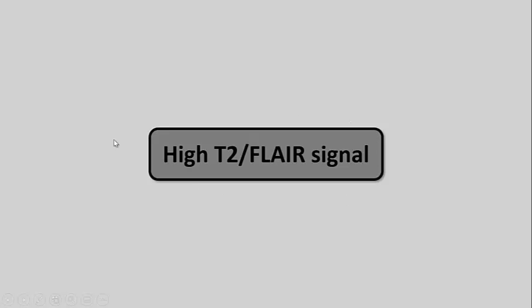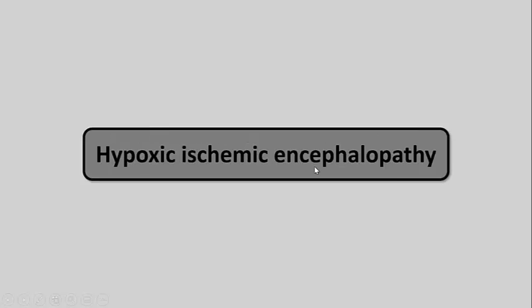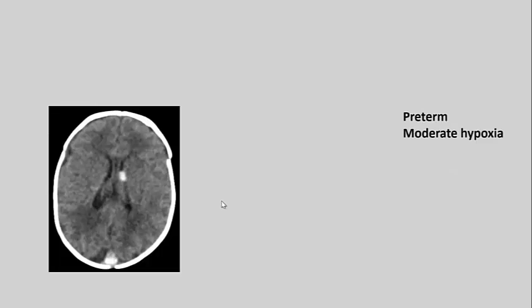Moving to the other group, which are high signal intensity in T2 and FLAIR disease, the first and the most important one is the hypoxic ischemic encephalopathy and its related conditions. And these depend on the age of the patient and the duration of the ischemia and also the severity of this ischemia.